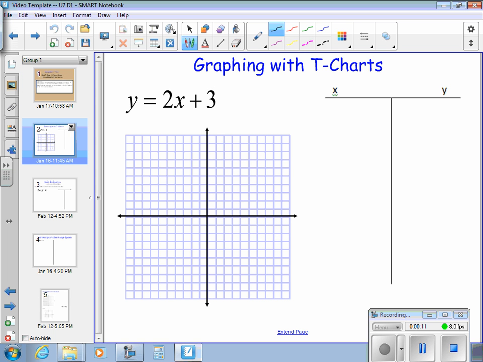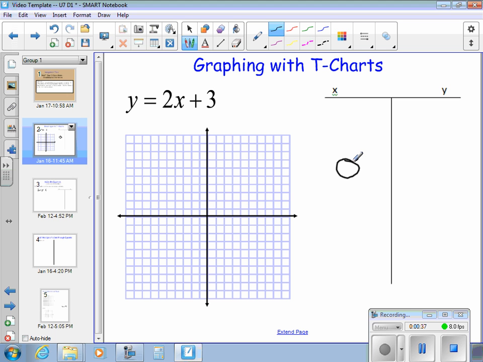Okay, so we're going to use a t-chart here, meaning generally that we're going to pick the x value and then plug that in for x and calculate the y value. So we want to graph this, and we need positive and negative values. So I'm going to start off with 0 for x, somewhere near the middle, so I have some room.